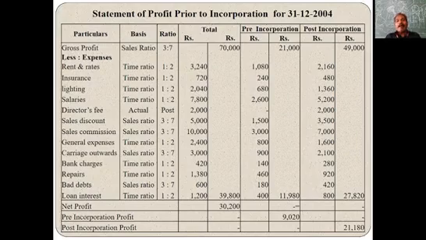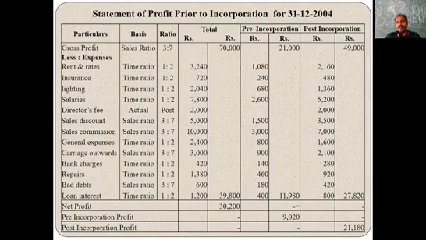Then after adding all the expenses, it should be deducted from the respective period's profit. So all the total expenses added, we will get 39,800, which will be deducted from the 70,000. We will get 30,200. That is called as net profit. Then followed by we will come to close pre-incorporation. So pre-incorporation expenses added, and we will get 11,980. It should be deducted from pre-incorporation gross profit 21,000. We will get 9,020. That is called as pre-incorporation profit.